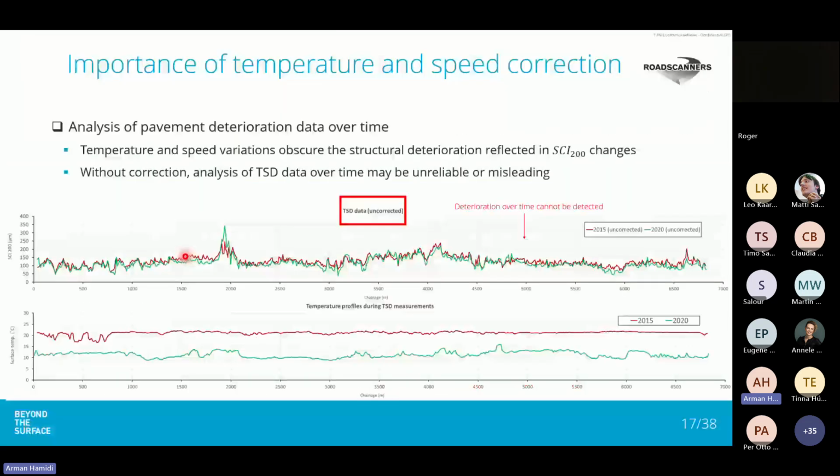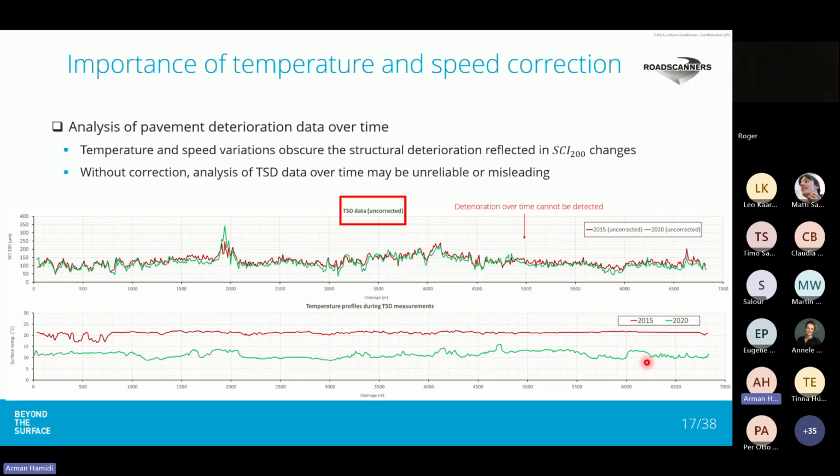Also, when we have measurements for one road section at different times, for example, here, again, SCI 200 for a road section in the Finnish road network in 2015 and 2020, we see that there is not any significant change in the values of SCI 200. So no deterioration over time can be detected. But if we check temperature profiles during measurements, and these are surface temperature, we see that during 2015 measurements, temperature is around 20 degrees of centigrade, and during 2020 measurements, it is around 10 degrees of centigrade.